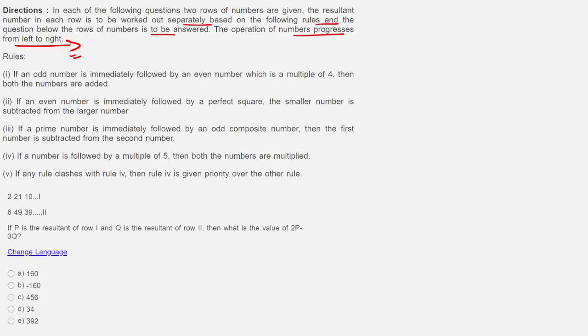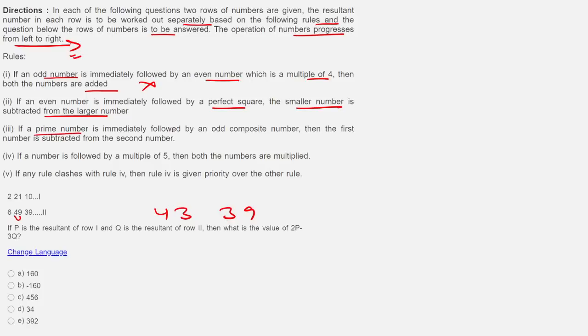What is given here? If an odd number is immediately followed by an even number which is a multiple of 4, then both the numbers are to be added. So an odd number followed by a multiple of 4, no, it's not happening. Now if an even number is immediately followed by a perfect square, yes, 6 and 49, the smaller number is subtracted from the larger number. The smaller number 6 is subtracted from 49, which will make it 43. 4339 is what my new second row will become.